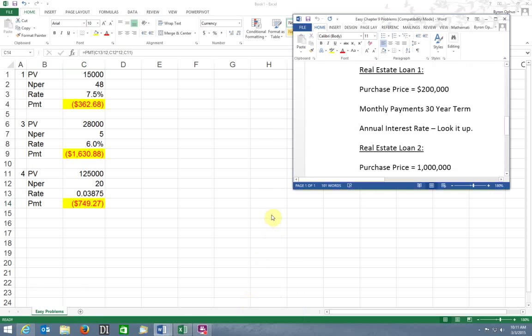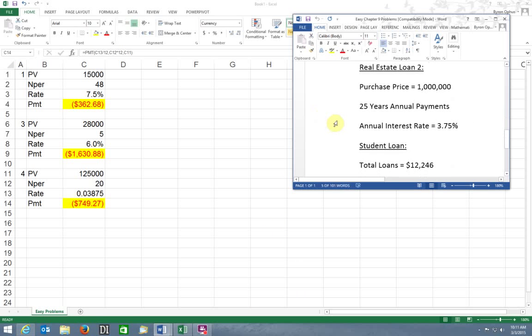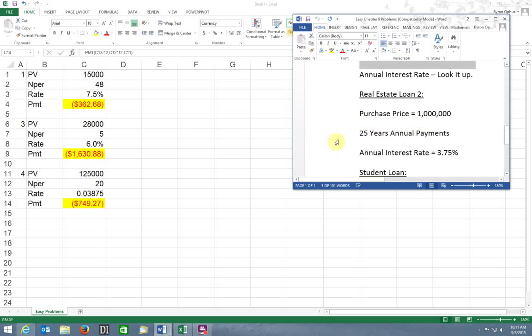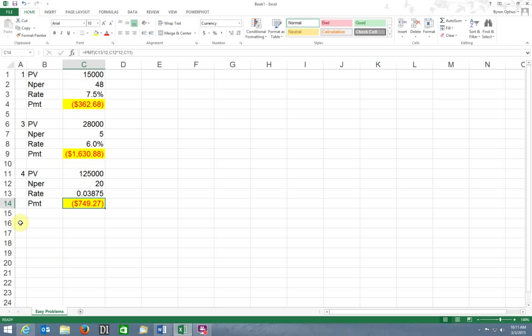Let's see what else we've got on here. Real estate. Oh, now we've got a farm loan. Okay, but it's annual payments. And so that's, I think, problem number 5. And again, we can copy and paste because it's the same information.